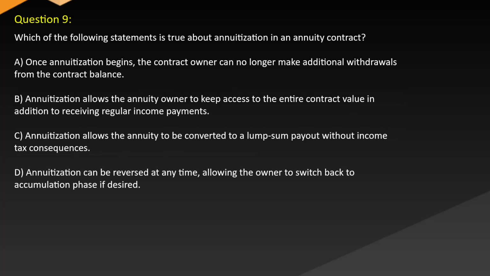Question 9. Which of the following statements is true about annuitization in an annuity contract? A. Once annuitization begins, the contract owner can no longer make additional withdrawals from the contract balance. B. Annuitization allows the annuity owner to keep access to the entire contract value in addition to receiving regular income payments. C. Annuitization allows the annuity to be converted to a lump sum payout without income tax consequences. D. Annuitization can be reversed at any time, allowing the owner to switch back to accumulation phase if desired.